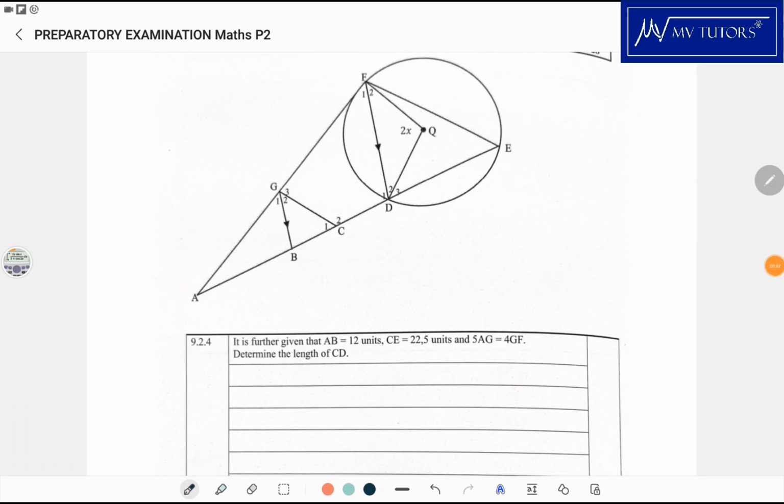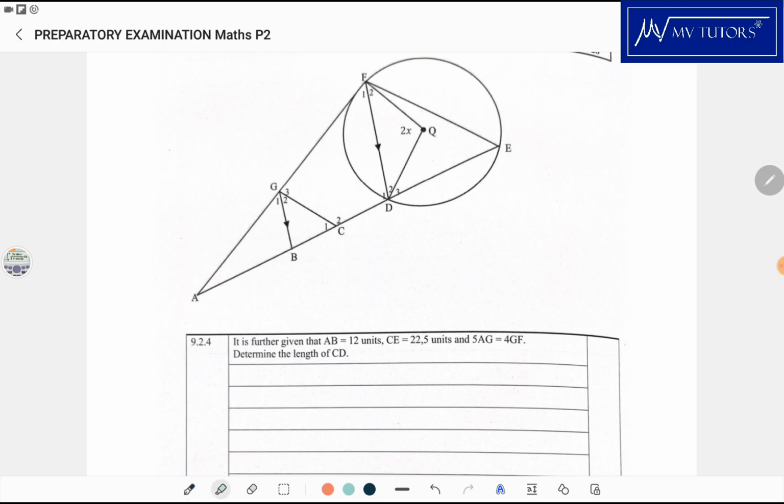Okay, let's look at 9.2.4. It says it is further given that AB is 12 units, CE is 22.5 units, and 5AG equals 4GF. Determine the length of CD. If they say it is further given, that means we are definitely going to use what we were doing upstairs on the previous question on this particular question.